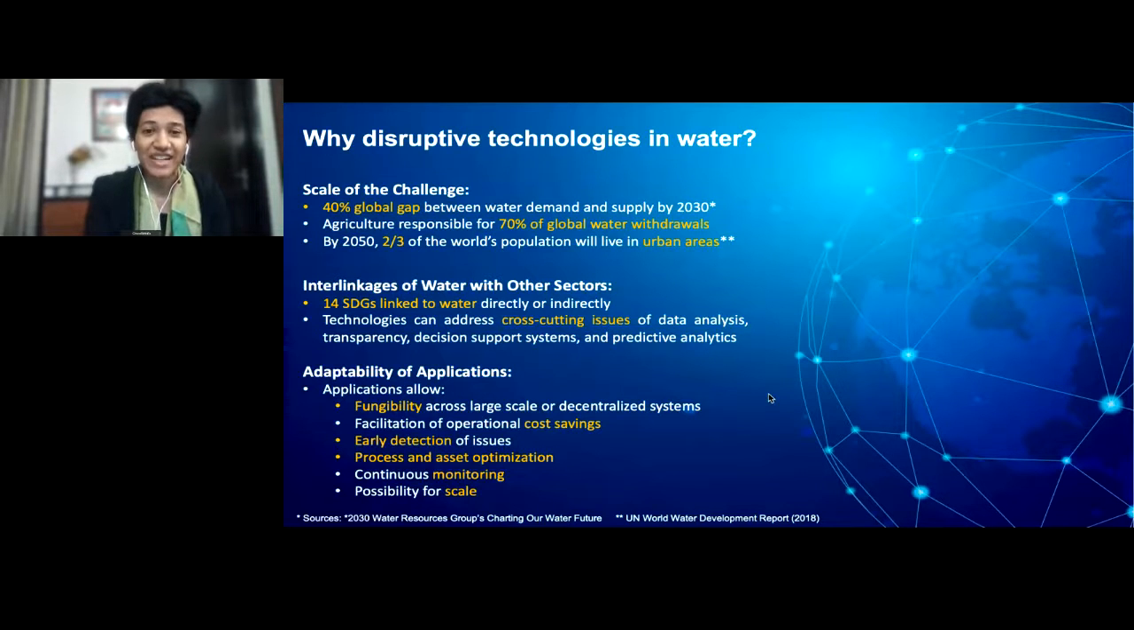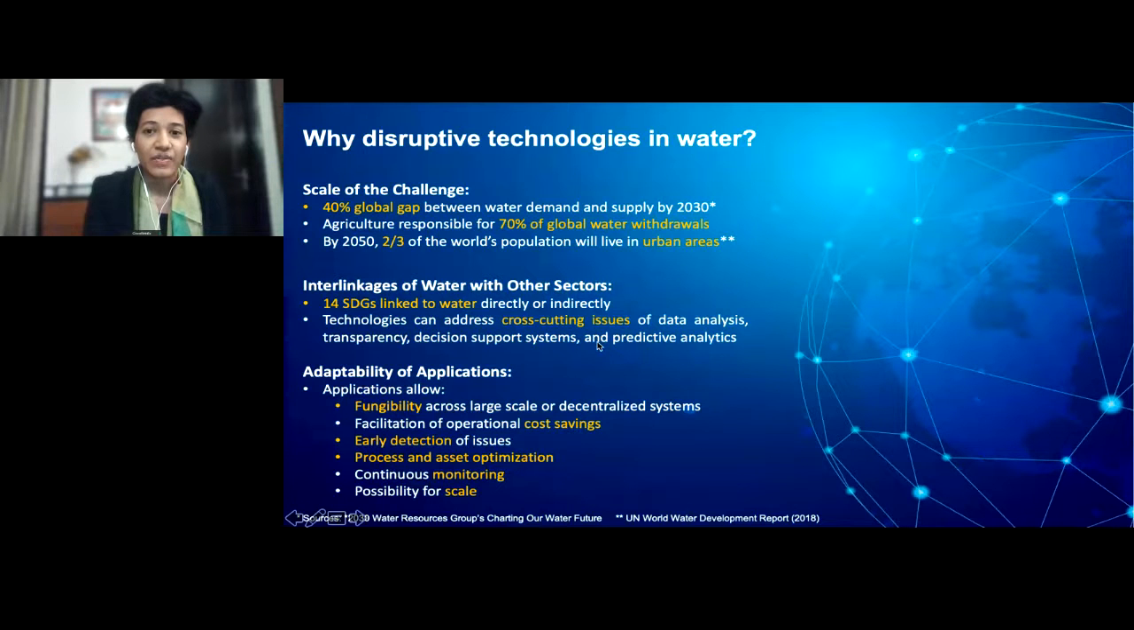So in essence, delivering on the Sustainable Development Goals requires a cross-cutting focus, and this is where technology solutions can play a role. They can help with data collection and analysis, with improved monitoring, with continuous course correction, and also sharing lessons. And another key advantage is that digital solutions allow for a suite of flexible solutions. So we see sort of fungibility across large-scale and decentralized systems. We see the possibility for early detection, for continuous monitoring, and also for driving scale through our work. Next, please.